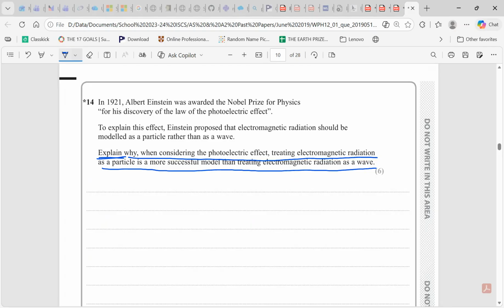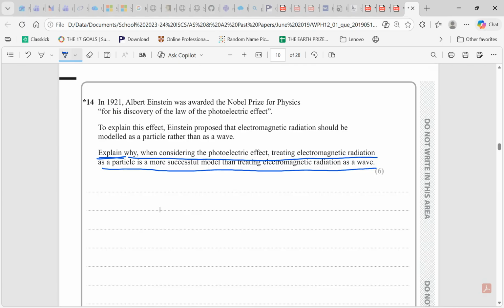Number 4. The number of electrons emitted was dependent upon the intensity of radiations and not the frequency, whereas according to the wave model, it should have been dependent upon the frequency, or the number of waves incident per second. Instead, it was dependent upon the intensity, which means how many photons were incident per unit time on the surface of the metal.